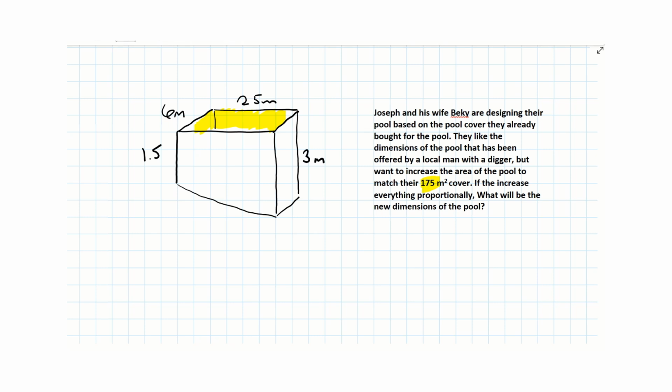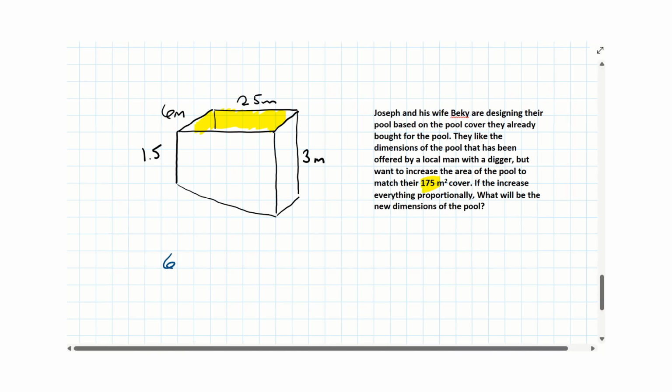First of all, I'm going to find the area of our pool as it stands now. It's going to be 6 times 25, right? Because it's base times height, which is equal to 150 meters squared.